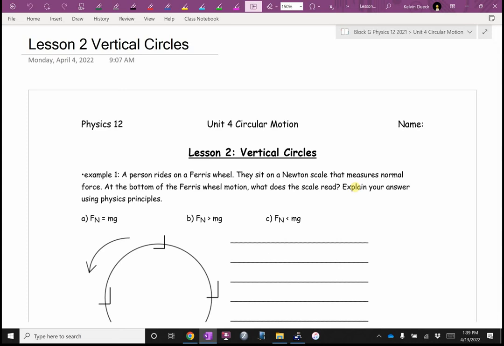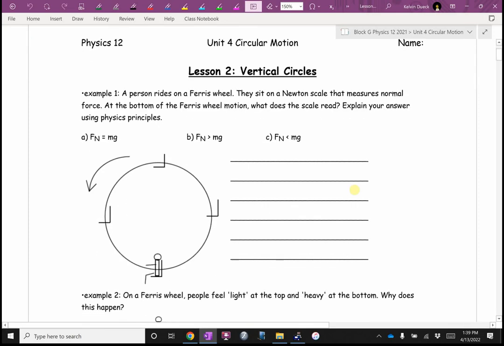So this is where I said to you, I'm doing tougher questions now, but the kids have told me that makes it easier. By vertical circles, well, the most common ones we're going to be talking about are amusement park rides, the Ferris wheel and roller coaster loops. So let's start out with Ferris wheels. A person rides on a Ferris wheel.